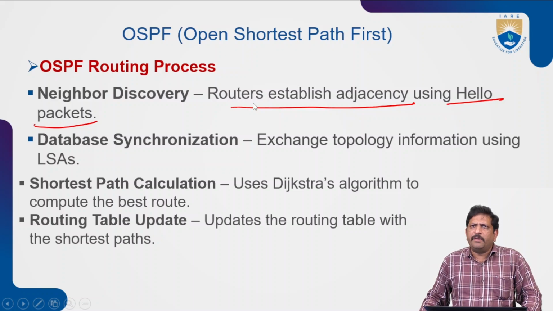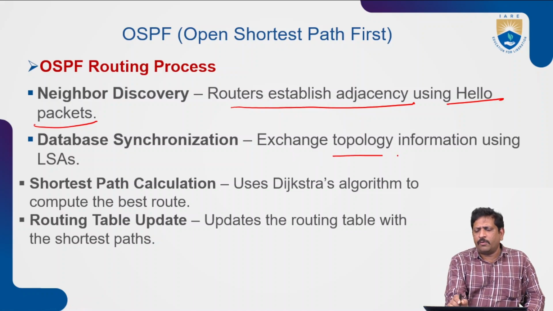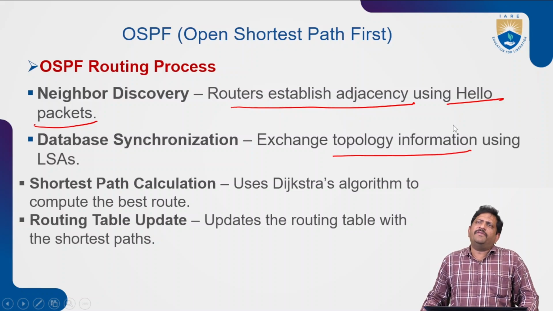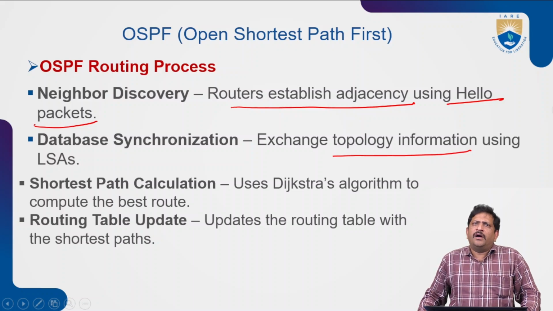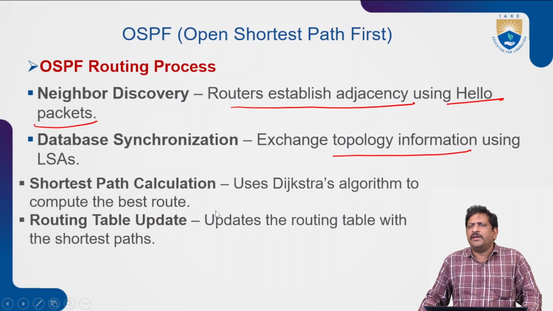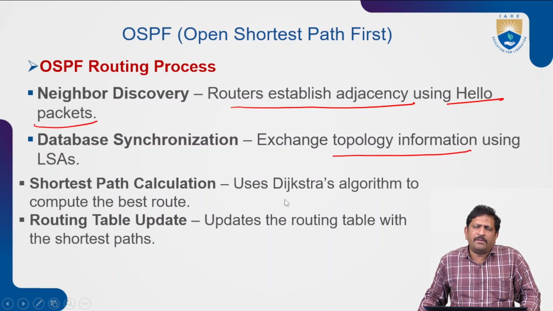Database synchronization: what it is doing is exchanging the topology information. That is maintained in the topology table. The topology table holds the different topologies used for establishing communications using the LSAs. Each and every router has this topology table and exchanges the routing information from one router to the other. That is database synchronization, exchanging topology information maintained using the LSAs. Next is the shortest path calculation.